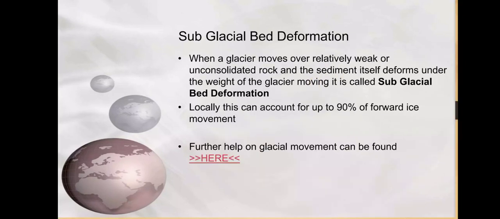So let us proceed. We have also subglacial bed deformation. When a glacier moves over relatively weak or unconsolidated rock and the sediment itself deforms under the weight of the glacier moving, it is called subglacial bed deformation. Locally, this can account for up to 90% of forward ice movement.